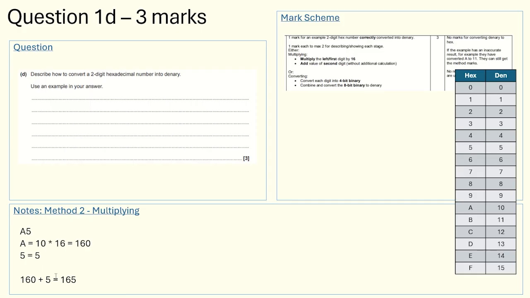So that would be a lot easier to do with this method rather than the converting method, using 4-bit binary and then converting into 8-bit binary and then converting into denary. So this method would be more preferable, but whichever one works for you.